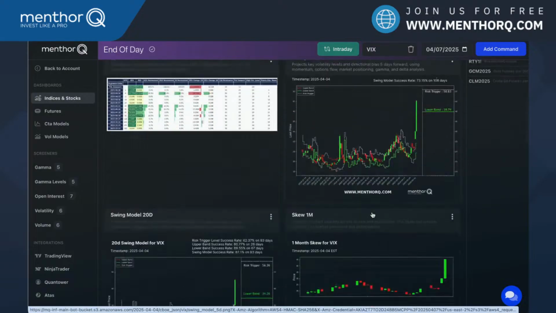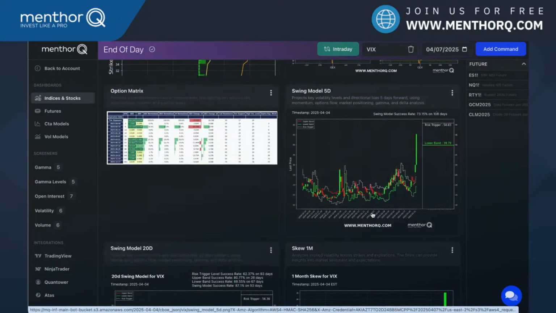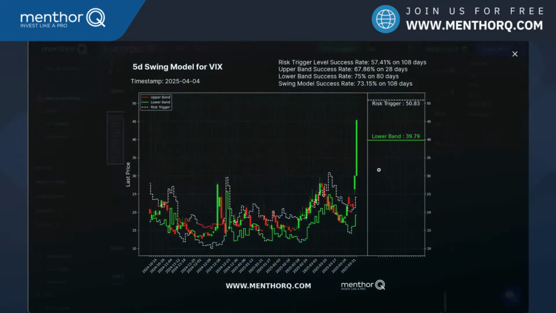Then, of course, let's look at the swing level. If we are a shorter-term trader, we can now see that the lower band over the next 5 days for the VIX is at 39.79. The model is looking to forecast where the price of the VIX could be 5 days from now. We also have a 20-day forecast, which we're going to look at in a second. But of course, you can see that we are at 39.99, which is a very, very high level for the VIX.